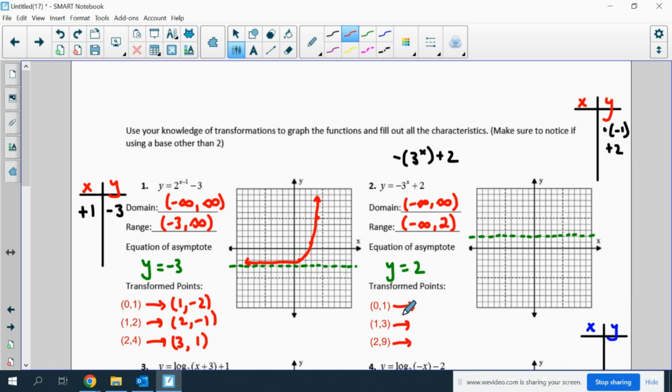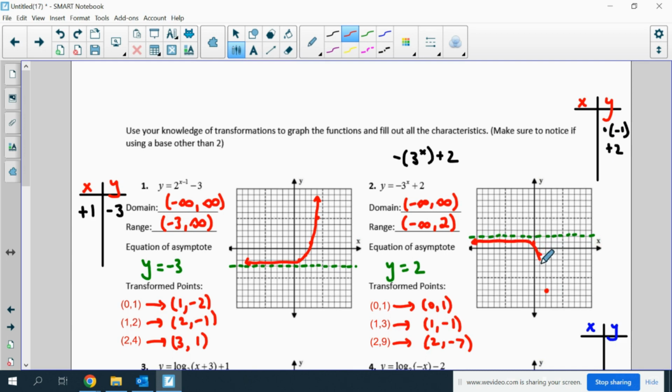So now I'll transform all the points. All my x's remain the same. My y's get multiplied by -1 and then add 2. So -1 plus 2, -3 plus 2, and -9 plus 2. So I end up at 0, 1, 1, -1, and 2, -7.